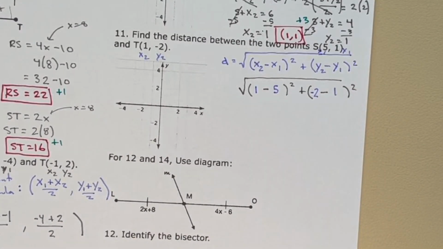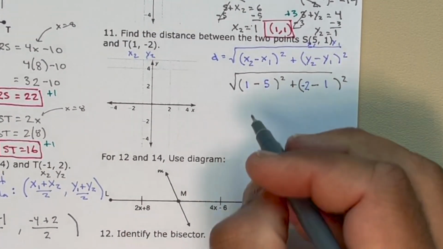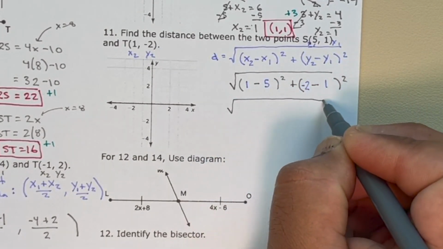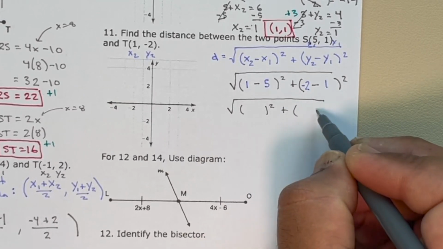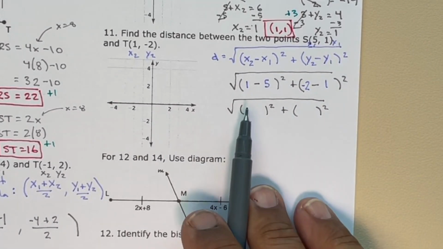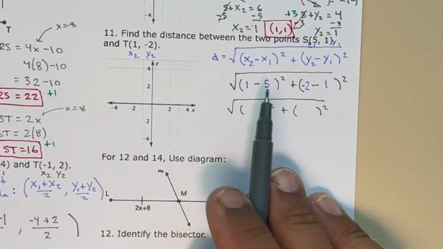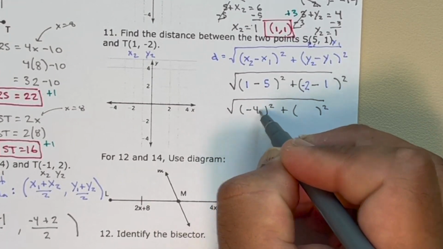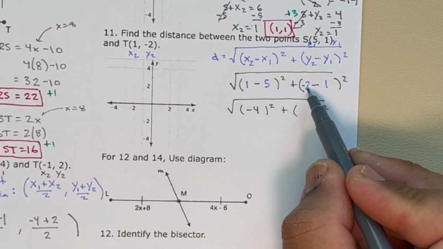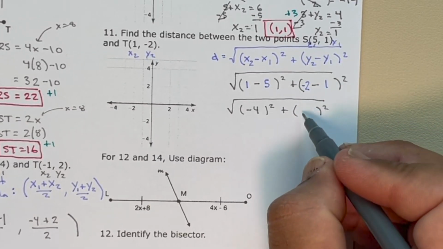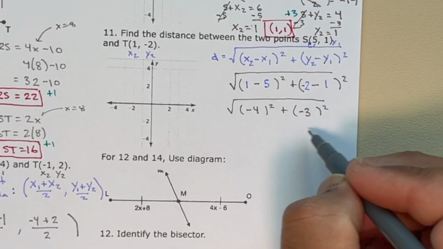So now if I continue, square root, parentheses, plus parentheses. I know I'm going to reduce them a little bit. So what is 1 minus 5? That is negative 4 squared. Now I've got negative 2 minus 1. Got to be careful on this one. That's negative 3. All of it squared.